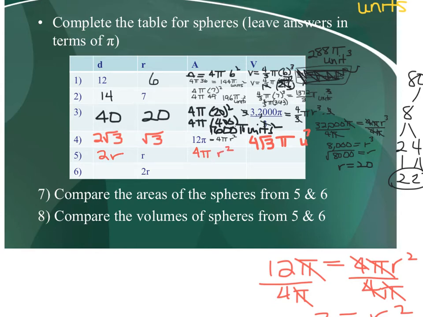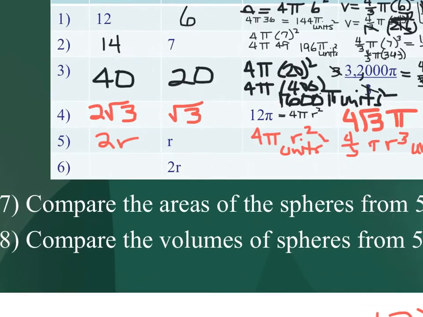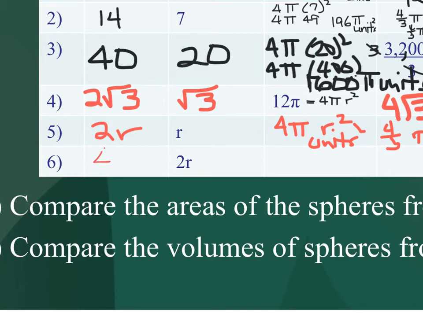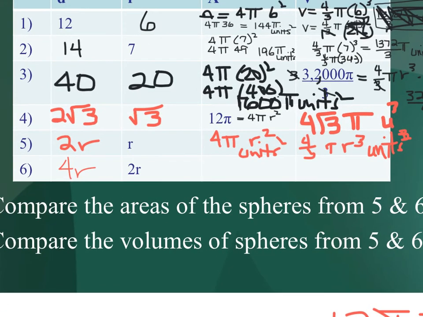Same thing here, just rewrite the formula. 4 over 3 pi radius cubed. And again, remember this is units cubed. So 3, and then units squared. Then for this one, we're going to double it, make it 4r. And then over here, I'm going to plug it in.